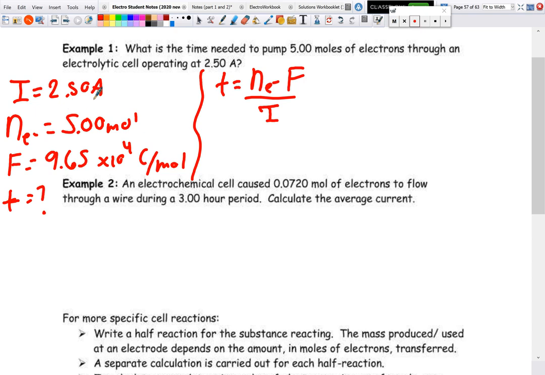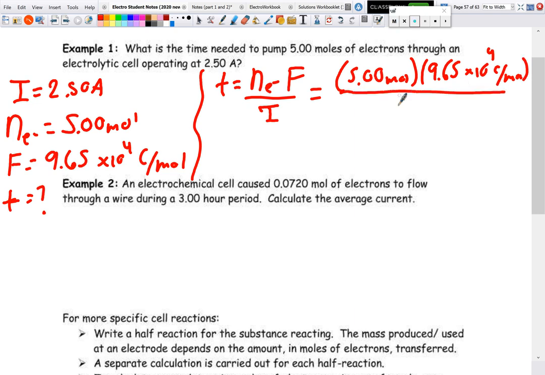That's good. Current is in amps, right? So that's important. It's not milliamps or kiloamps. It's just amps. It's what we need. So therefore, we don't need to change any of our variables. So we can plug everything in as they show up. We got 5.00 moles, Faraday's constant, 9.65 times 10 to the 4 coulombs per mole, all over the current, 2.50 amps.